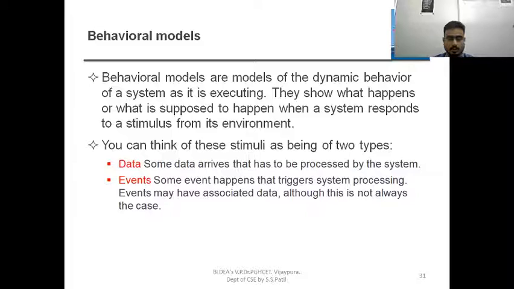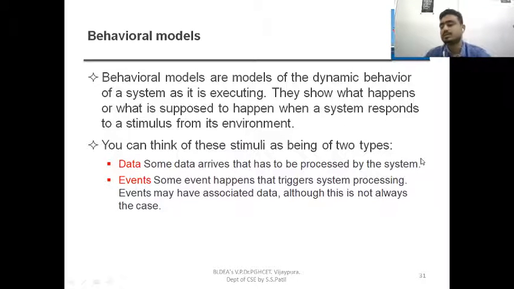So when the behavioral model comes, it is described in two ways. What exactly it is going to do, or what is supposed to happen, that is nothing but the behavioral model. To understand this, just observe this data. Some data arrives that has to be processed by the system. Whatever data you are going to get, that has to be processed.